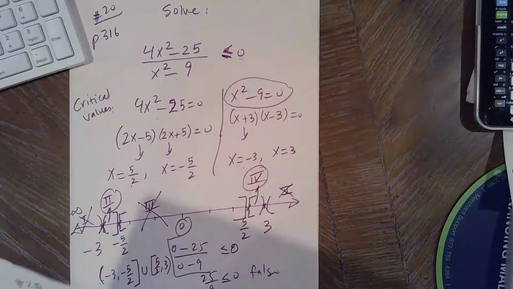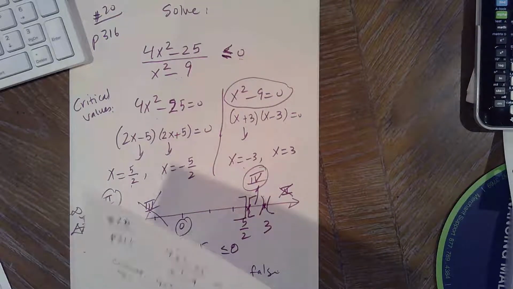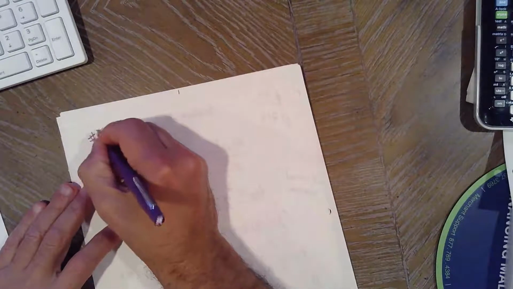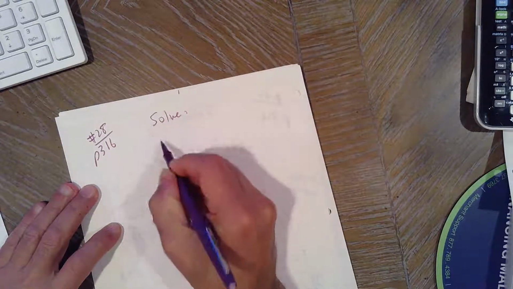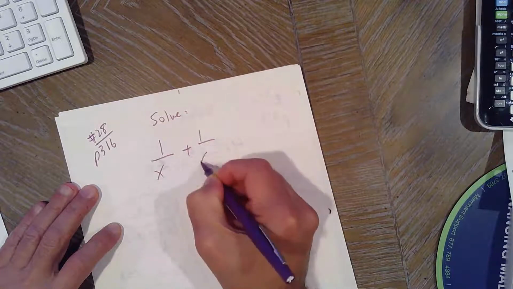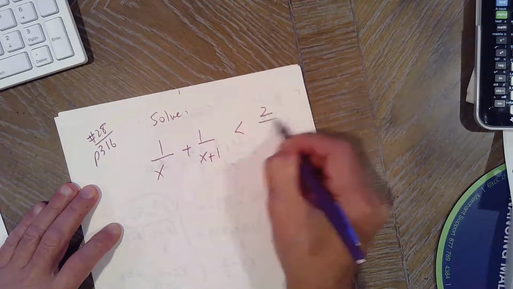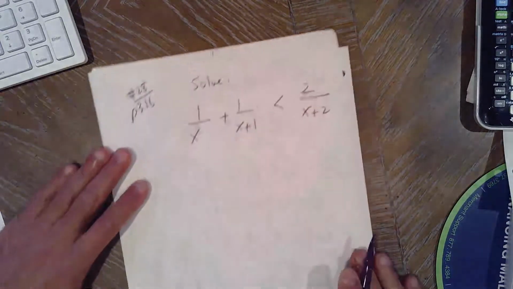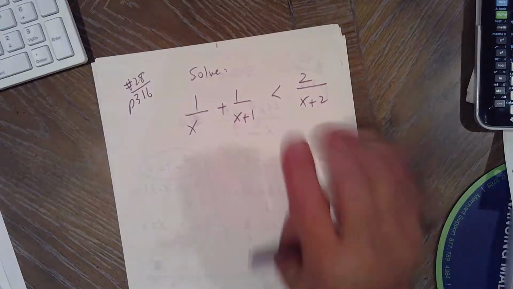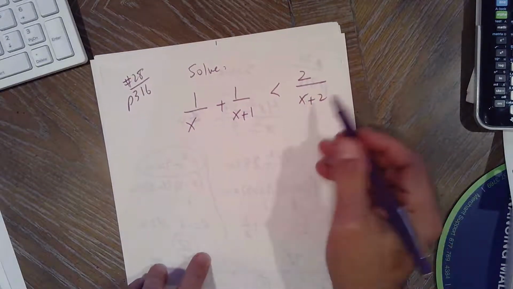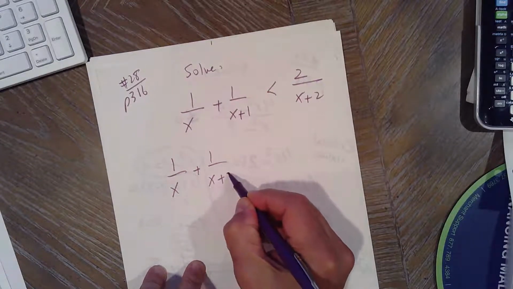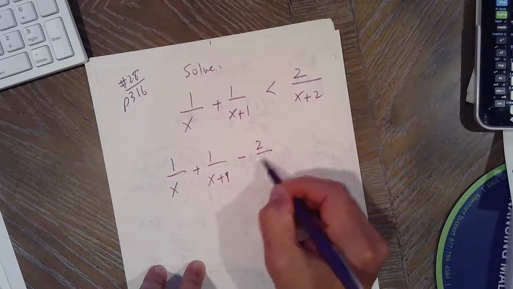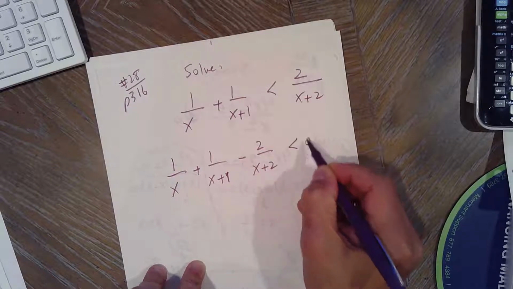All right, 28. Page 316. So how do we solve the inequality? 1 over x plus 1 over x plus 1 is less than or equal to 2 over x plus 2. Now it's a rational inequality, so we need a 0 on this side. So we're going to move the 2 over x plus 2 over here, so it will be minus. And then you get this.